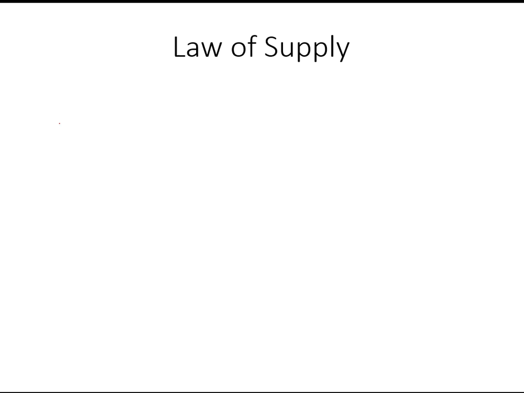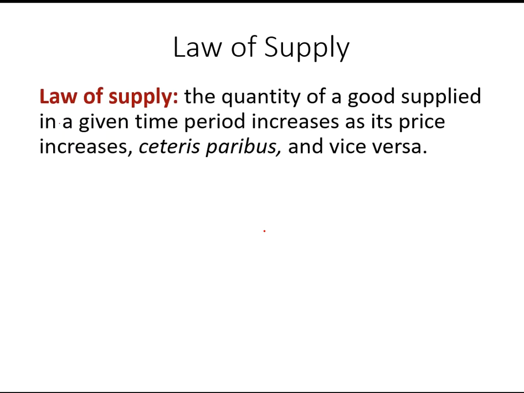That's pretty straightforward. Generally speaking, the law of supply reflects that market behavior. The quantity of goods supplied in a given time period increases as its price increases, ceteris paribus, and vice versa. Compared with the law of demand, you will find that for the law of supply, the price and the quantity go in the same direction. So if the price goes up, you will see the quantity supplied go up.